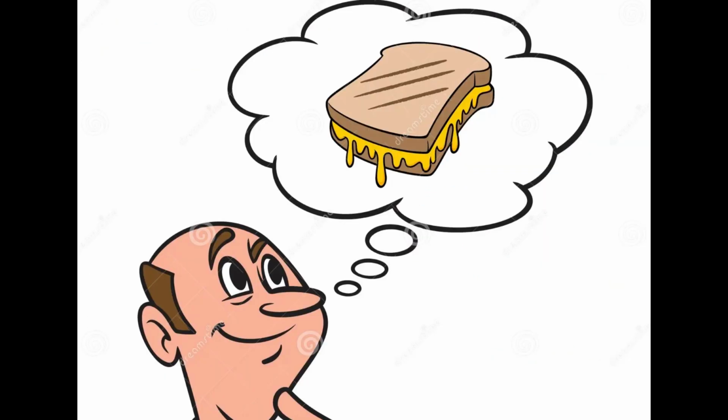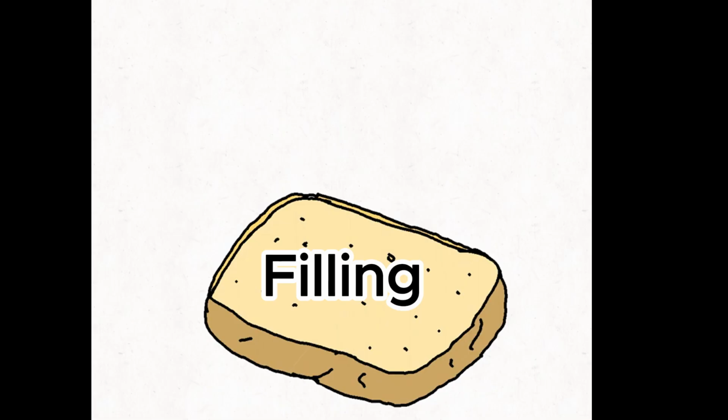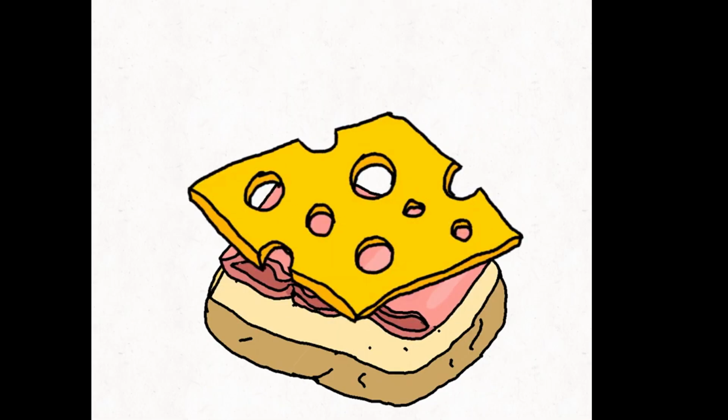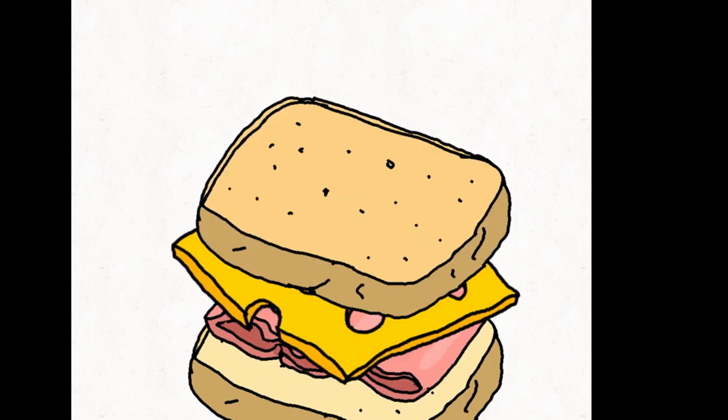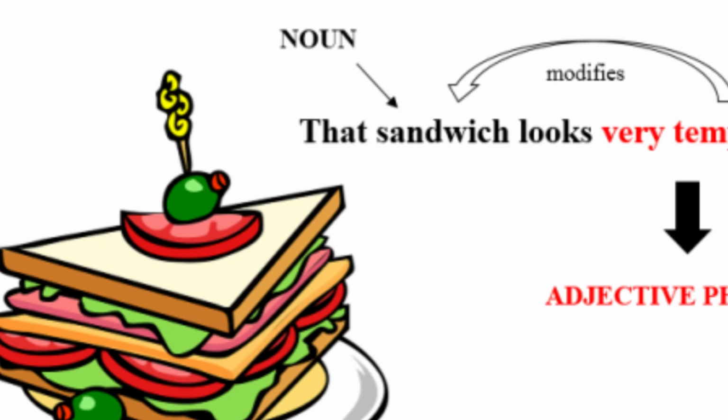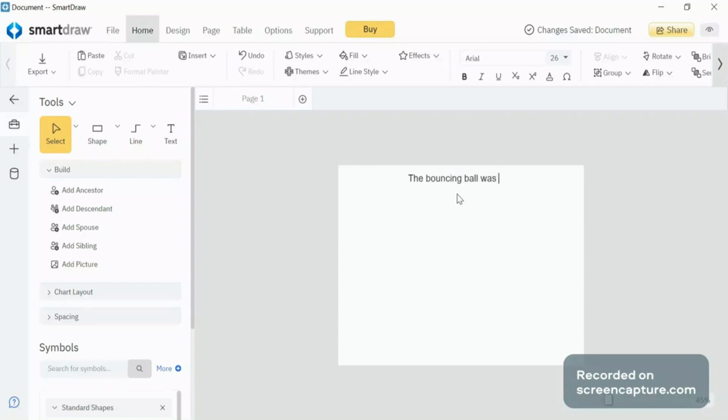Think of it like a sandwich. The head is the filling, the complement is the bottom bread, and the specifier is the top bread. Let's build a sentence sandwich. The first sentence we have is: the bouncing ball was big and round.